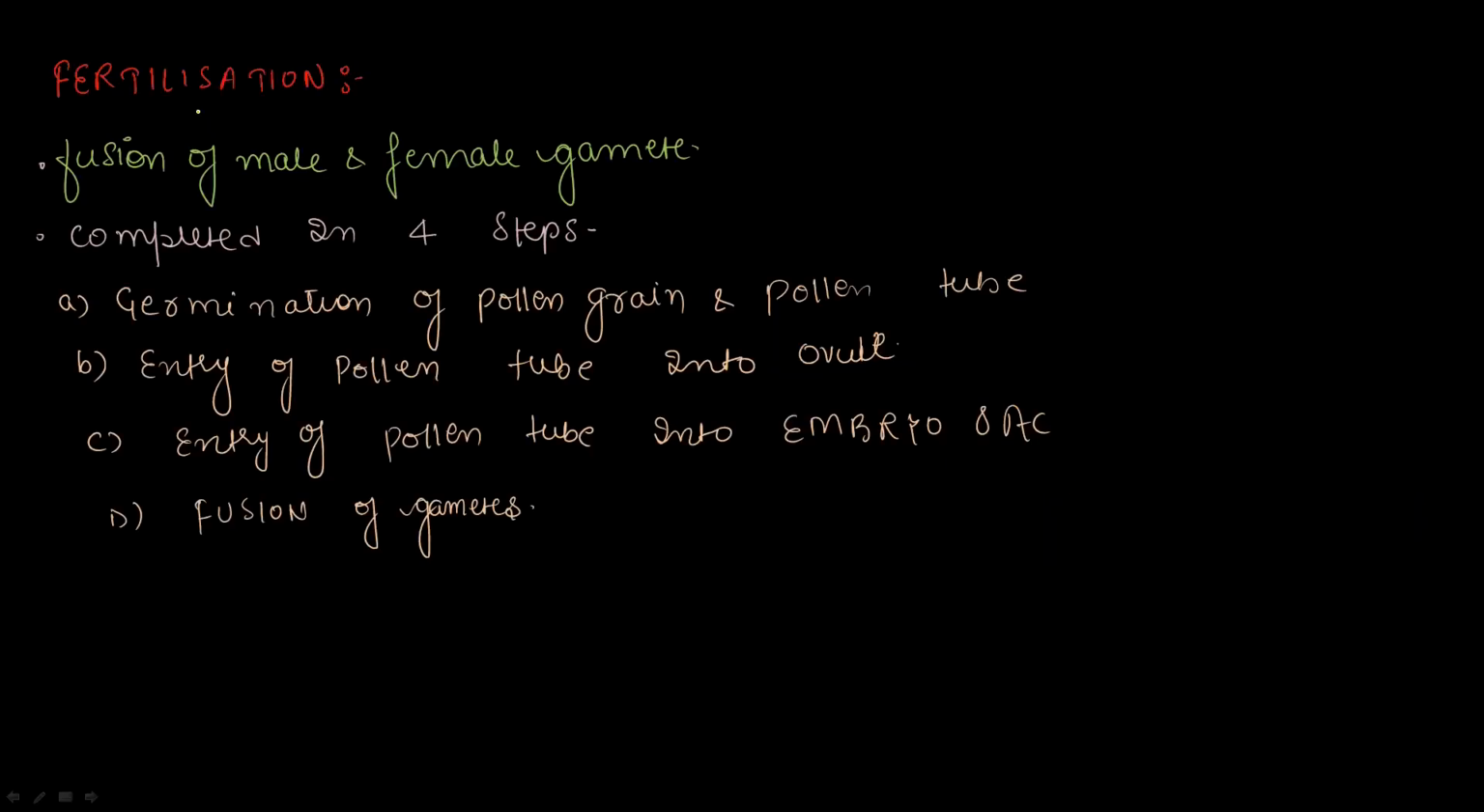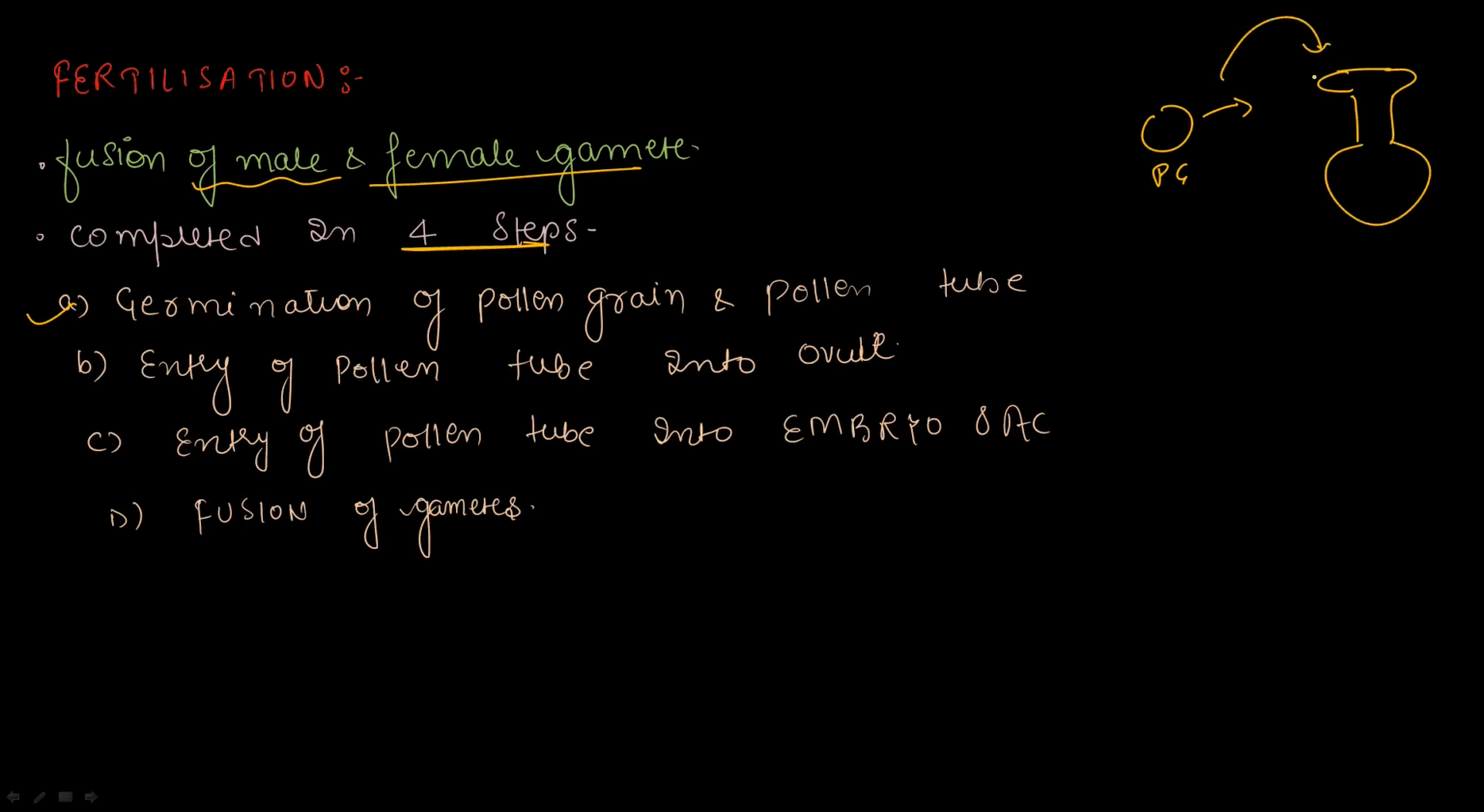Okay, so fertilization is the fusion of the male and female gametes, and this process is completed in 4 steps. The first step is the germination of the pollen grain and the pollen tube. What this simply means is, you have your pollen grain, right? The majority of angiosperms release the pollen grain at the 2-cell stage. This pollen grain lands on the stigma. Now the generative cell undergoes mitosis division and forms 2 male gametes, right? And then the pollen tube will germinate. We'll see that in much more detail.